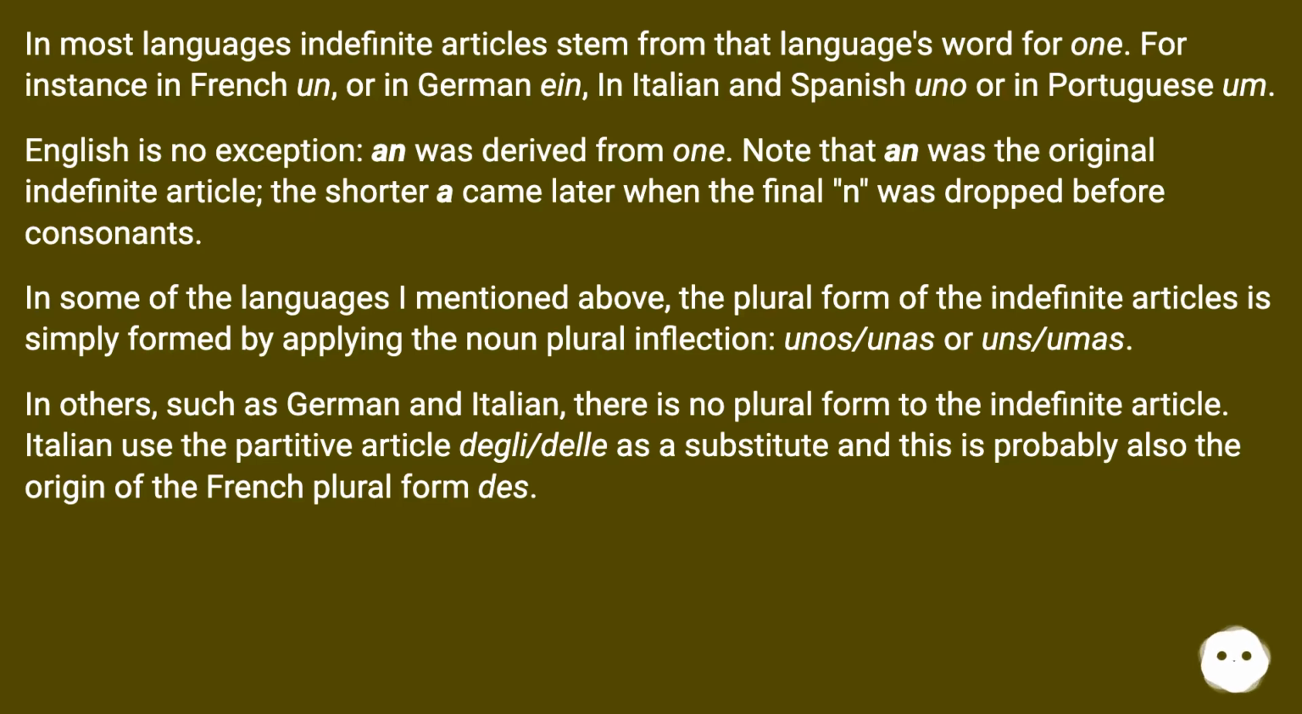Italian used the partitive article degli/dei as a substitute, and this is probably also the origin of the French plural form des.